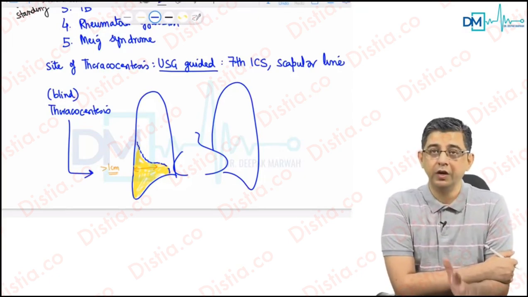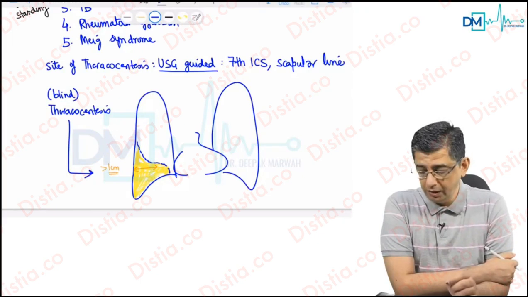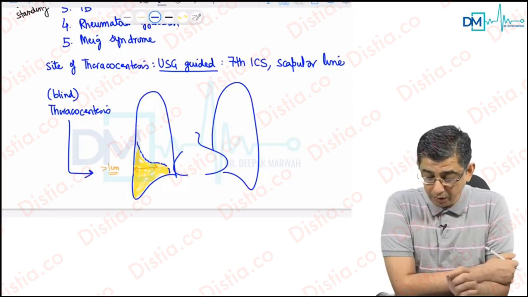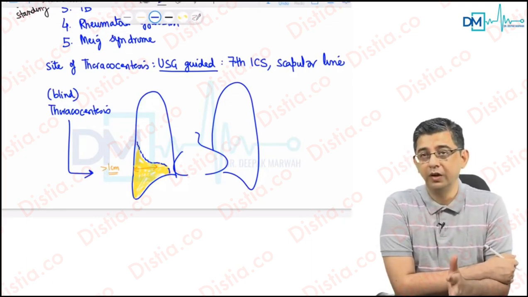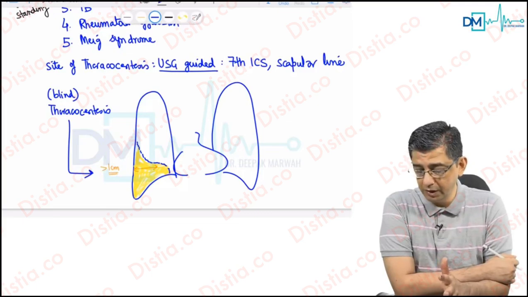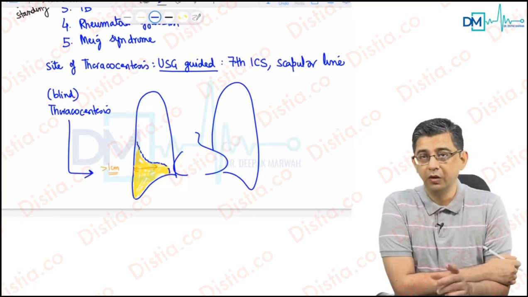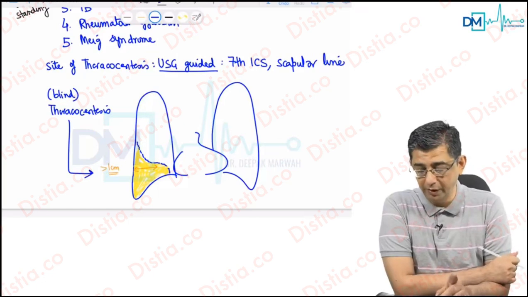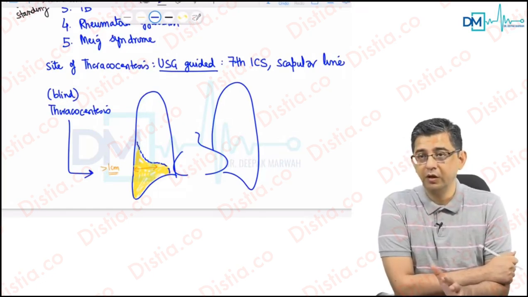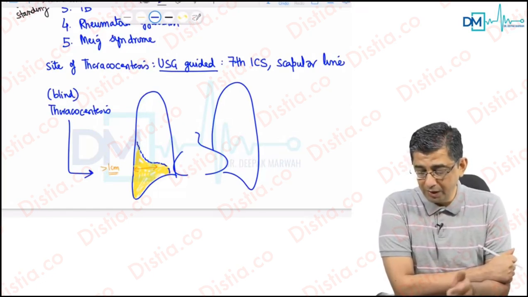Here I've seen a lot of guys casually answering mid-axillary line for ultrasound guided, or even a blind thoracocentesis, fifth intercostal space mid axillary line. My only point is, guys, if you are hitting it on the fifth intercostal space mid axillary line, you can definitely injure either the diaphragm or even the liver on the right hand side. So it's always recommended to do it by standing behind the patient.